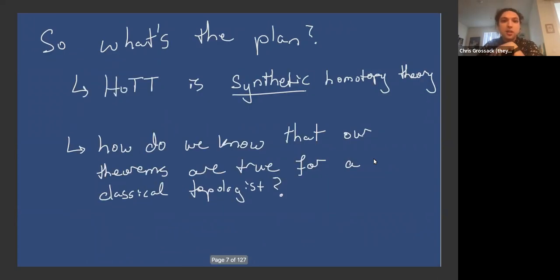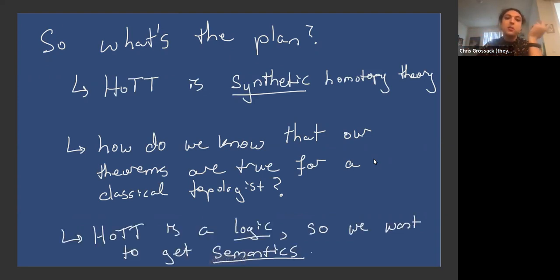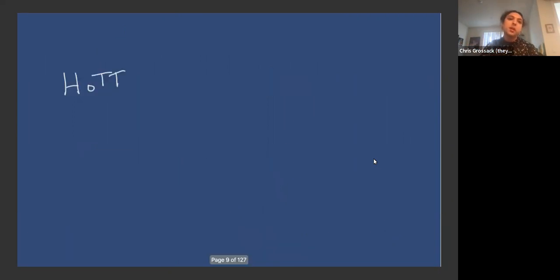Well, as I said, HoTT is synthetic homotopy theory. So how do we know that our theorems are true in classical topology? Well, homotopy type theory is a logic. So what we were really asking for is some good semantics that let us interpret this logic in classical homotopy theory. This is a question that I had when I was first learning homotopy type theory, and it took me a long time to get a really coherent answer. And in part, that's because it's a difficult question, but in part, it's because it's annoying to write down. And thankfully, there have been a lot of really great resources recently for learning about this. And so I'm happy to help contribute to that.